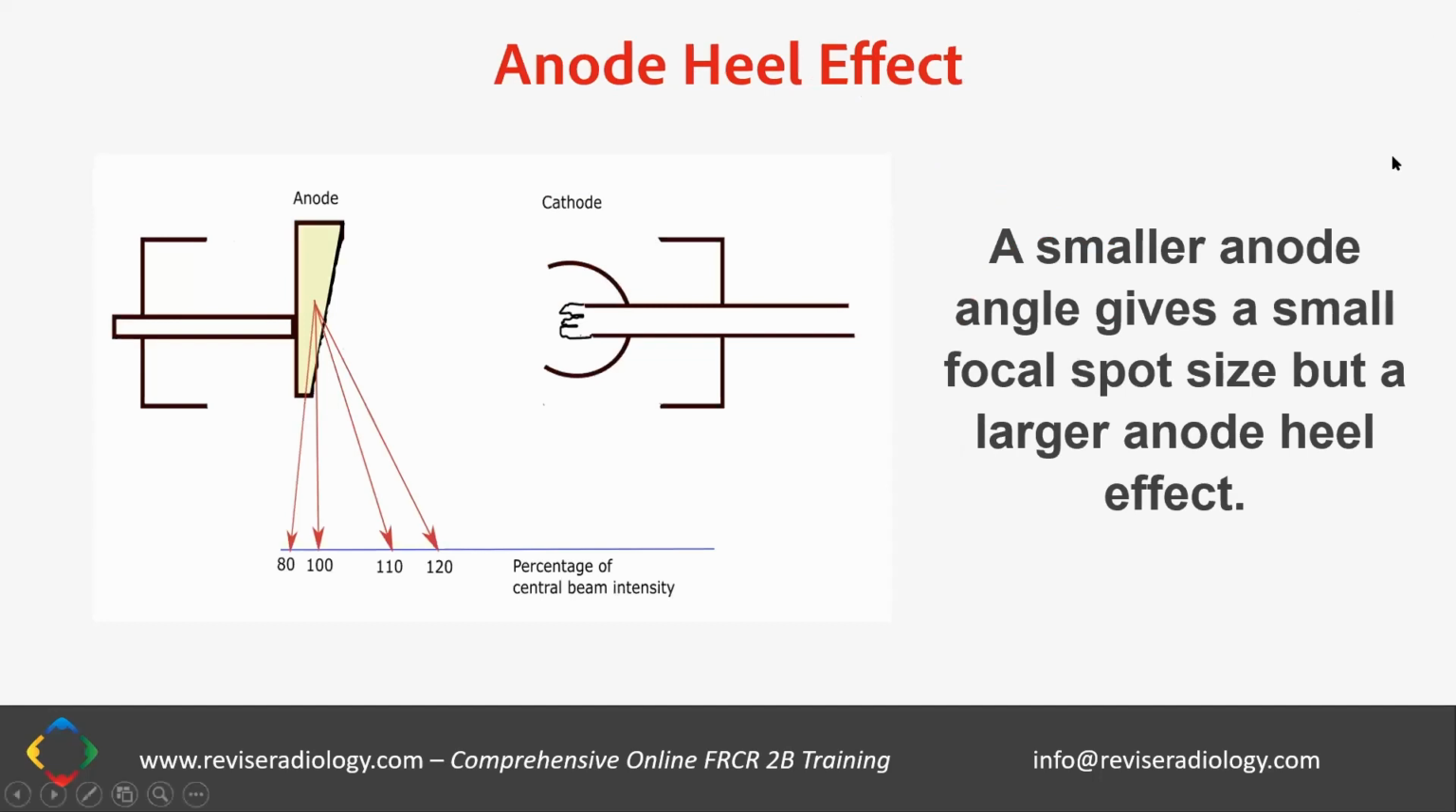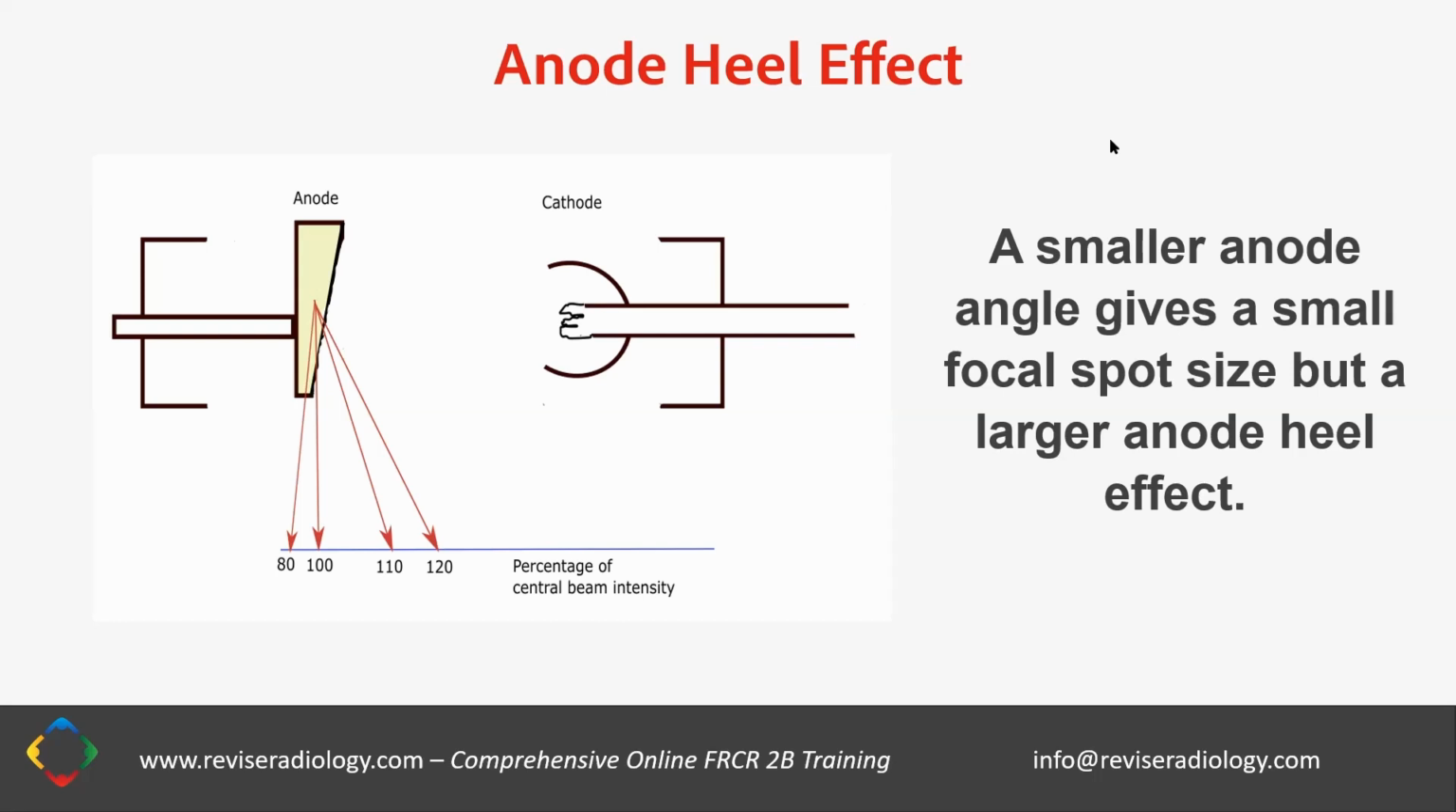Okay, so moving on to another important effect. This is the anode heel effect. The anode heel effect acts on the principle of X-ray attenuation, which means that the X-rays are actually not produced on the surface of the anode. They're produced deep within the target material, and as they make their way out of the anode, they get absorbed and attenuated.